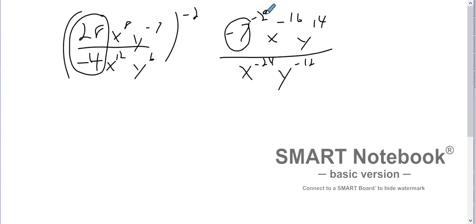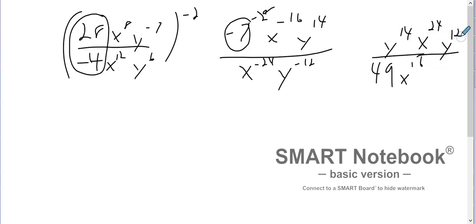Since it has a negative exponent, it is going to go down in the basement, downstairs. So that's going to be negative 7 squared, which is 49. The x's. X to the negative 16 goes downstairs. Y to the 14 stays upstairs because it's positive. X to the 24. That goes upstairs. Y to the negative 12. That goes upstairs.